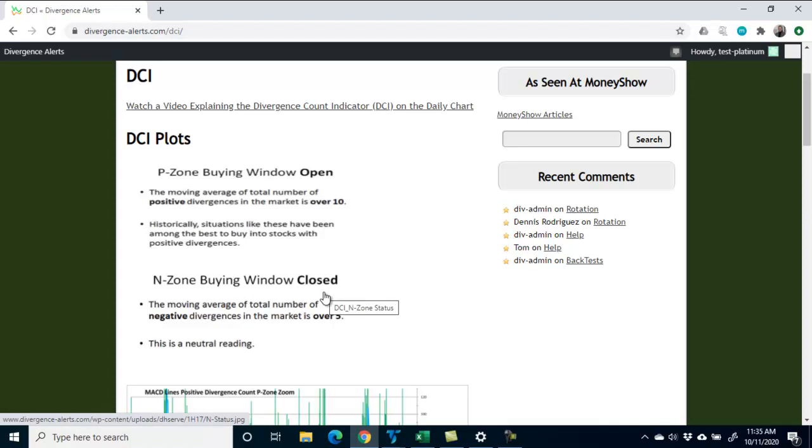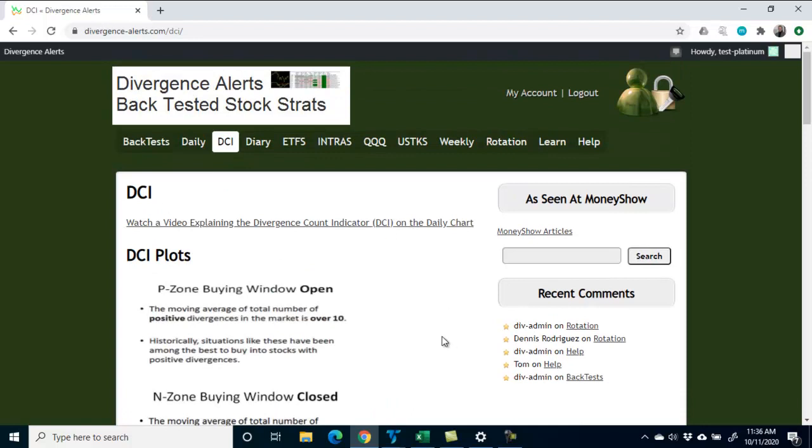The absolutely best time to buy would be when there's high numbers of positive divergences and low numbers of negative divergences. That has historically worked out the best. It's not quite what we have right now, but this page on the website gives you a very quick at-a-glance overview of the overall count of divergences across the entire stock market. So from here, we can say, okay, the P zone buying window is open, and I'd like to go look for positive divergences on US stocks.